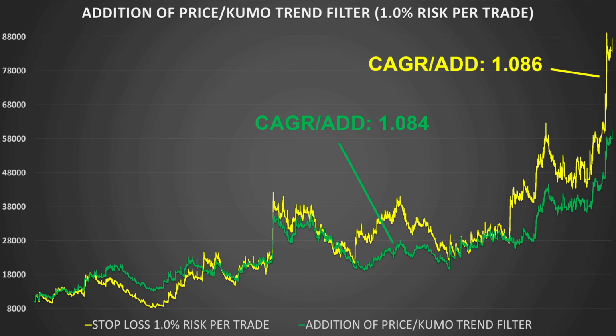Now, which one of these would I choose, the yellow or the green? I'm really not sure. I think I would go for the green because of the massive reduction in some of those drawdowns. But if you kept the trend filter at the previous level, which was on the opposite side of the Kumo, that still produces quite good results.